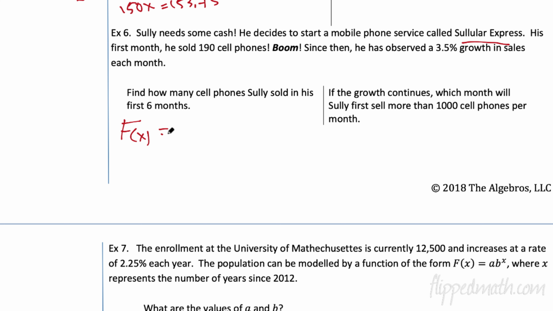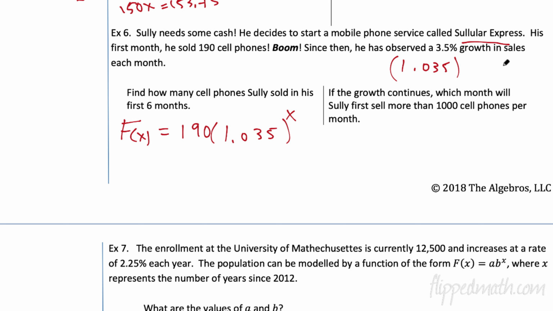We're going to start with an initial value of 190 cell phones. And each month, it's growing by 3.5%. So we had 100%. We're going to grow by 3.5%. That is, if I change it into a decimal, 0.035. So I need to add that to my 100%. There's our constant multiplier right there, 1.035. And that's raised to the x.